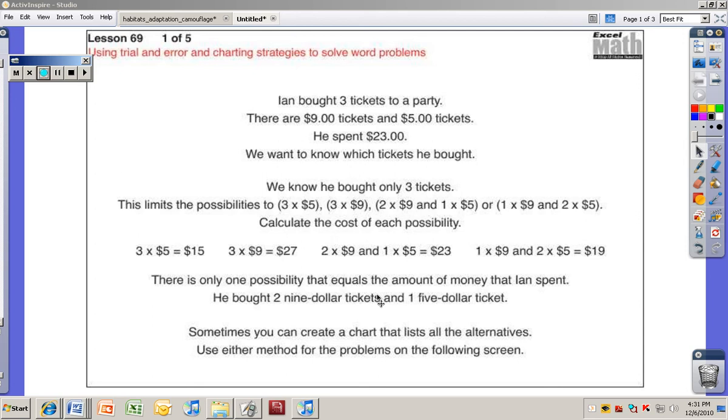Sixth grade Excel, lesson 69, using trial and error and charting strategies to solve word problems. So good problem solvers have strategies that they use when they solve problems. And we're going to be looking at a couple of different strategies that you really haven't been using a whole lot in your Excel up till now. And that's this idea of trial and error and then charting.